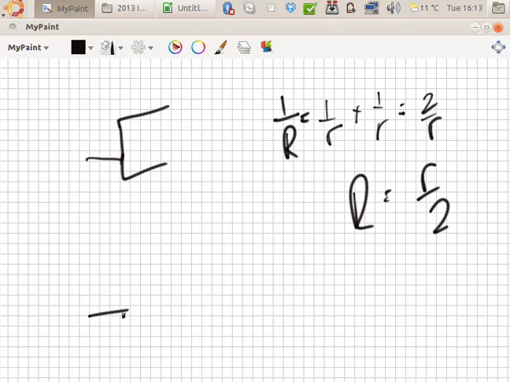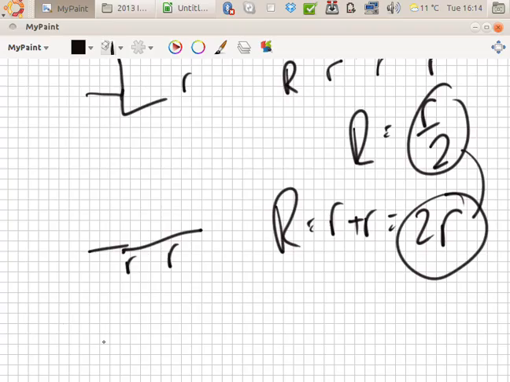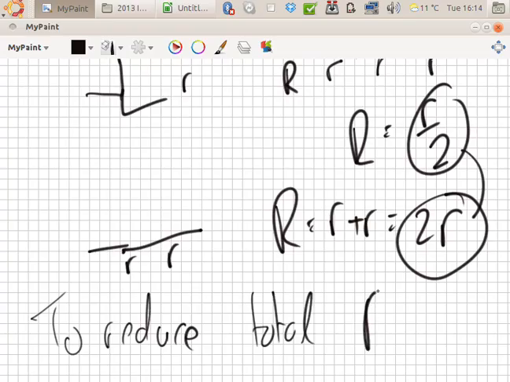But if I have them back to back, what would the total be? r plus r, which is 2r. So you have a choice. If you put them back to back, the total resistance would be 2r. But if you put them in parallel, the total resistance would be a half r. That's 4 times different. So you really reduce the resistance a lot if you put your batteries in parallel instead of in series. So the answer is to reduce total resistance.